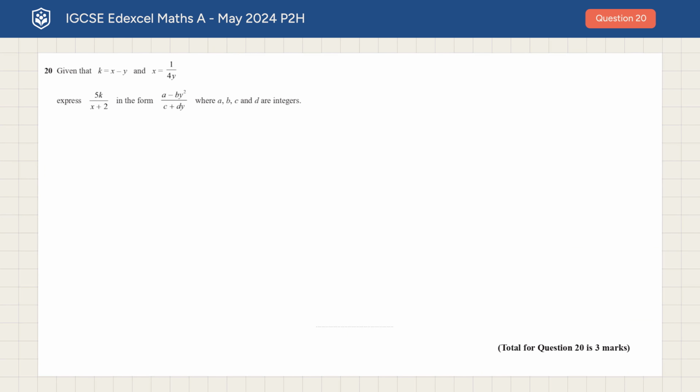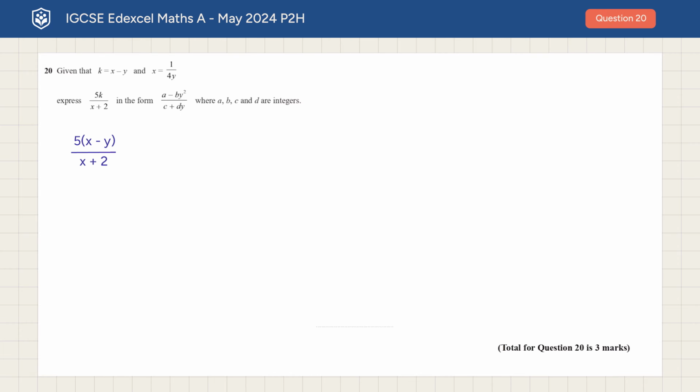Let's work through question 20. We are given 2 equations. K equals x minus y and x equals 1 over 4y. Our goal is to express the fraction 5k over x plus 2 in a specific algebraic form. First, let's perform our substitutions. We replace k with x minus y, which gives us 5 bracket x minus y close bracket all over x plus 2. Next, we replace every x with 1 over 4y.